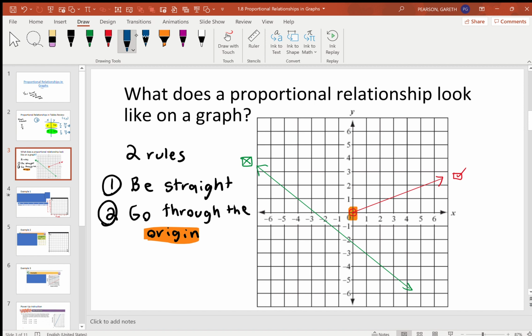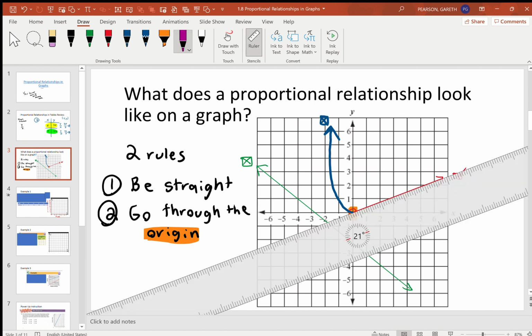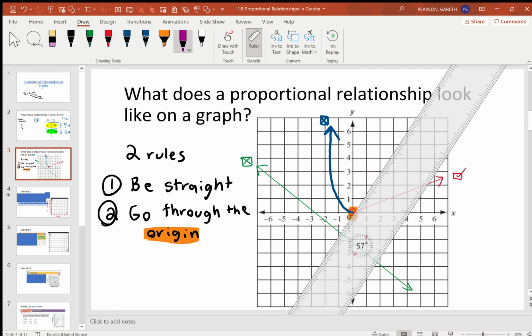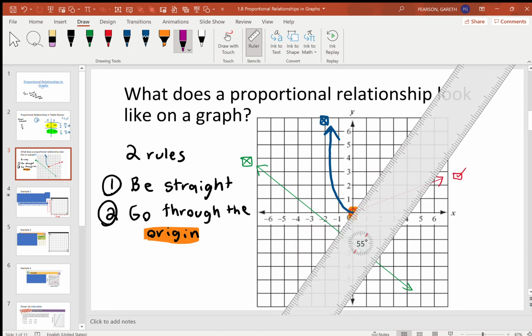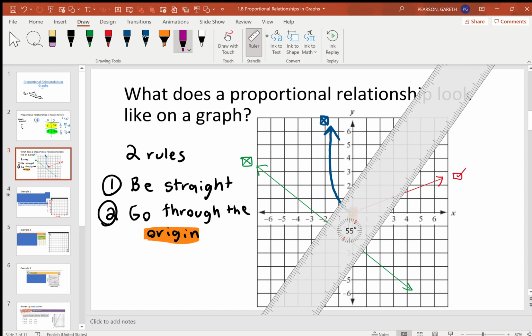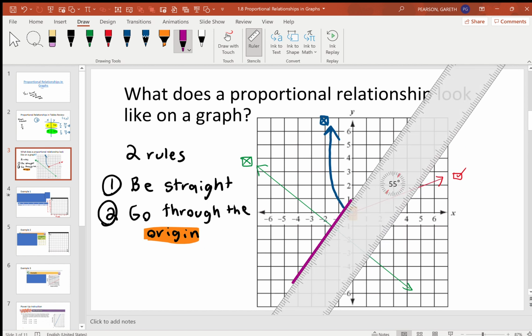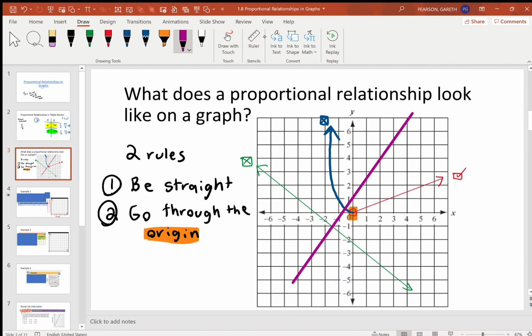Let's do one final example. What about this line right here? Well, it starts at the origin, so that's good, but it's not a straight line, so this one is not proportional. I don't know, let's do one more example. What about something like this? No, something like this. Sorry. Okay, so what about something like that? Well, this line is straight and it's going close to the origin, but it's not going through it, so it's not proportional. That's pretty much it.